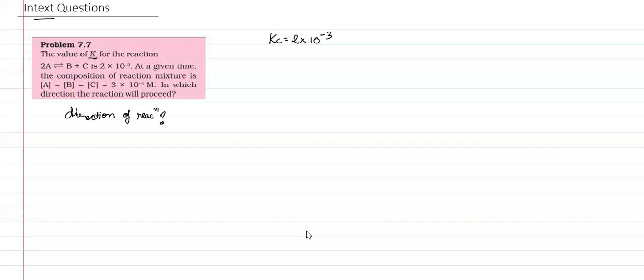Now, we've also been given this equation, but let's just quickly write the concentration. So concentration of A at a specific time equals the concentration of B equals the concentration of C, and this is equal to 3 into 10 to the power minus 4 molar. So we've been given that. Now, based on whatever we learned till now, we know there's something called Qc, which will tell us what the direction of the reaction is.